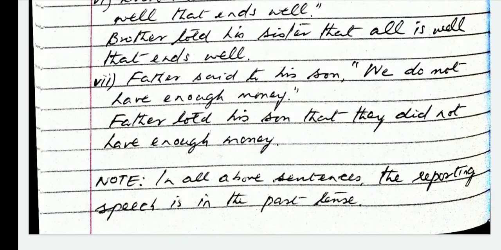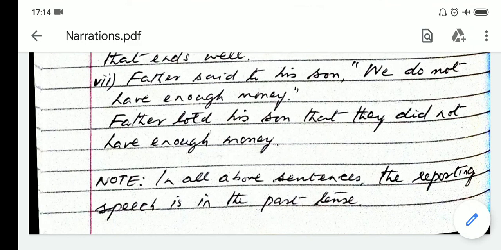And your task is to make 10 sentences of direct speech in which the reporting speech is in the past tense. Similarly, as here, Father said to his son, use said. So if you are using said, it means the reporting speech is in the past tense. So make 10 such sentences on your own and change those sentences into indirect speech. This is your task. If you have any questions you can ask. That's it for now.